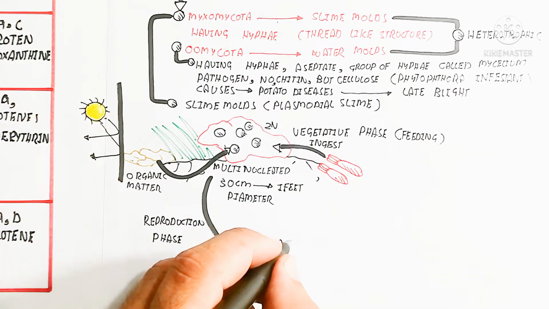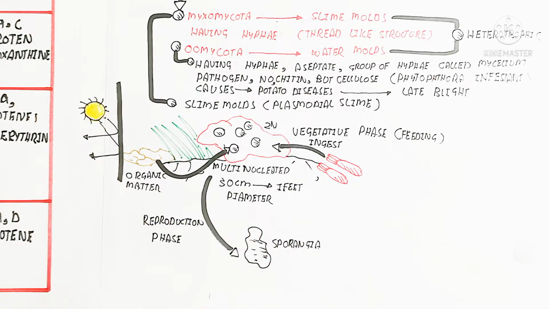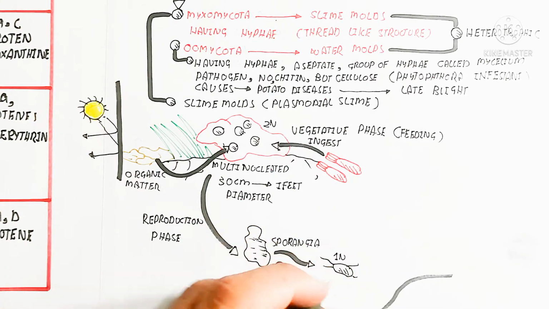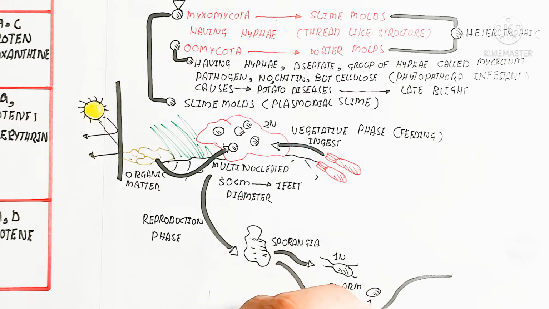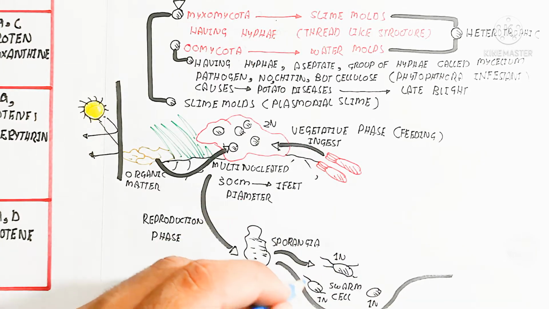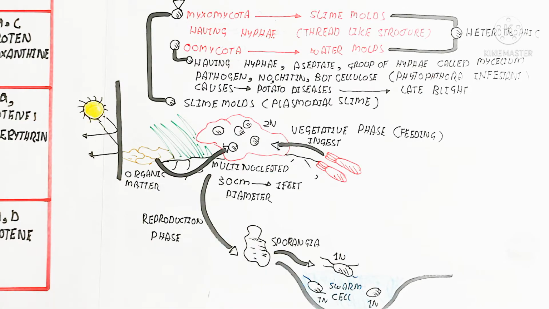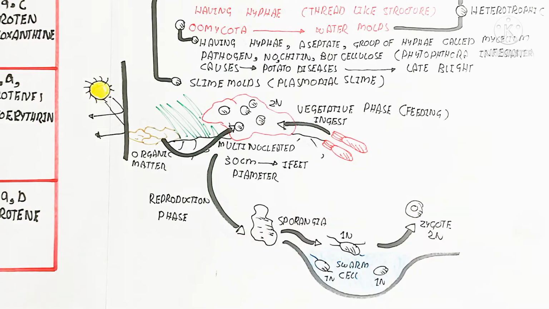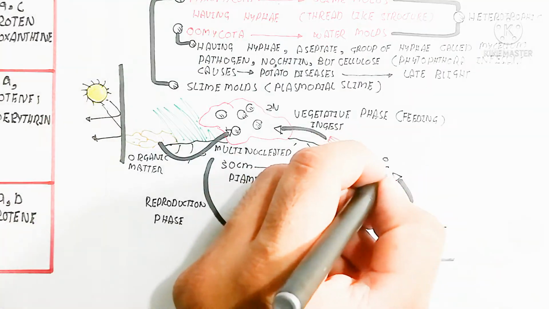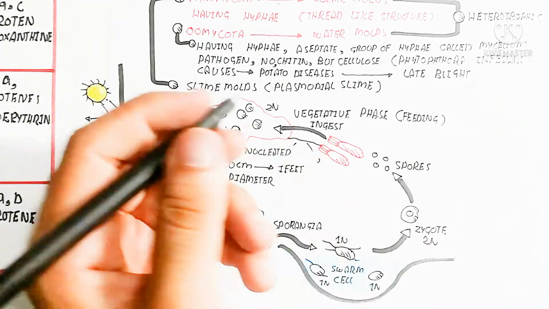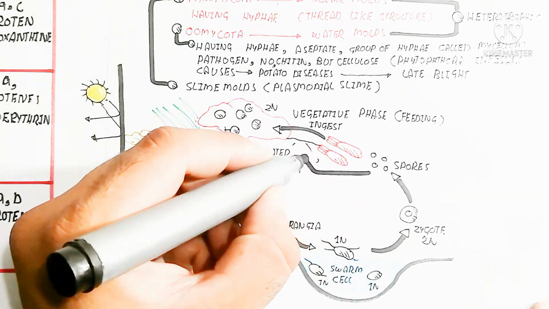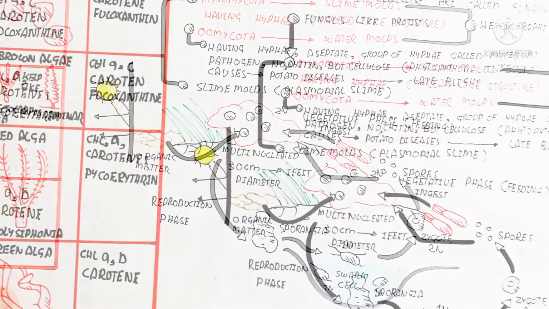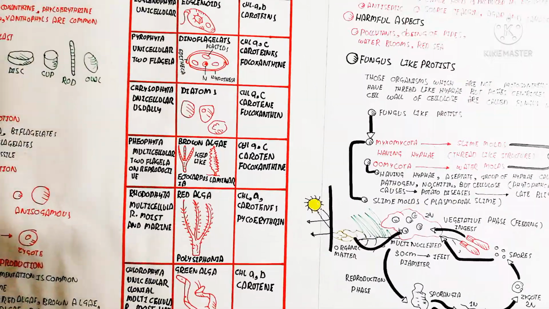Its vegetative phase contains multiple nuclei and is the feeding stage, while in the reproductive phase it becomes a sporangium or sporangia, and this sporangia produces haploid swarm cells. This haploid swarm cell is a flagellated haploid cell. This haploid cell can swim in the water and fuse to form a zygote. This zygote is diploid and again produces spores, and these spores ultimately mature into multinucleated slime molds again.